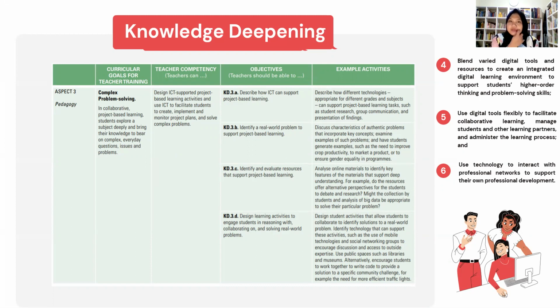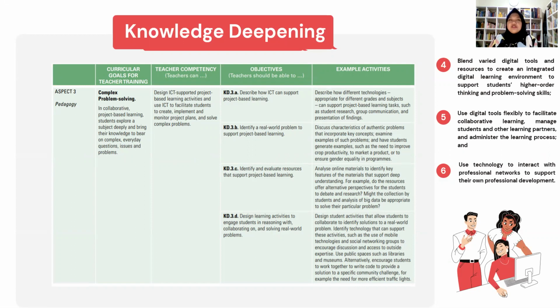The next objective will be to identify a real-world problem to support project-based learning by discussing characteristics of authentic problems that incorporate key concepts, examining examples of such problems, and having students generate examples such as the need to improve crop productivity, to market a product, or to ensure gender equality in programs.